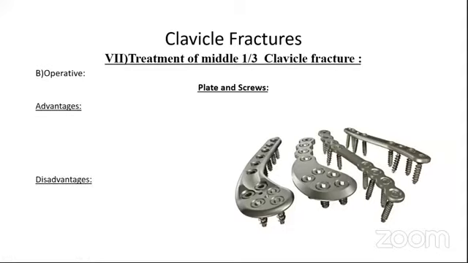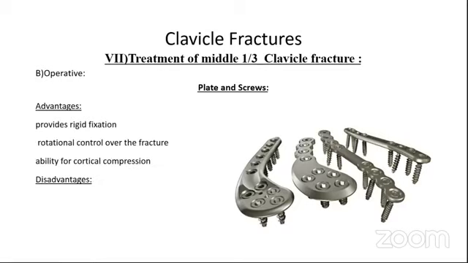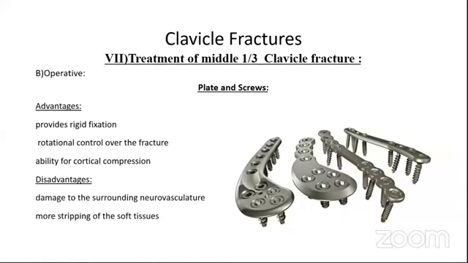However, there are very good advantages of the plate and screws. It provides rigid fixation, the rotational control of the fracture is very well controlled, and there is the ability for cortical compression. However, the disadvantages: you might damage the surrounding neurovascular structures, you have more stripping of the soft tissue, and sometimes you need to remove the plate and screws after a minimum of 1 year.